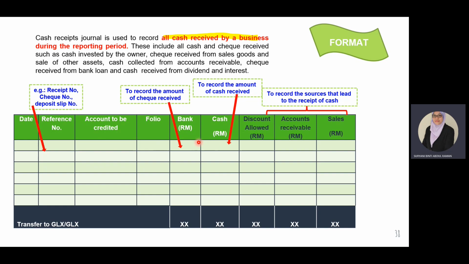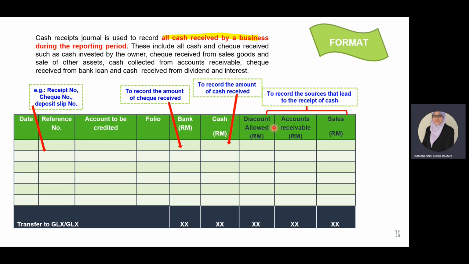So either one will be used. You cannot use both if the transaction only mentions money received by cheque or money received by cash. If the money is received by any one of them, you have to use the appropriate column. Bank is to record money received by cheque, whereas the cash column is to record money received in terms of cash.